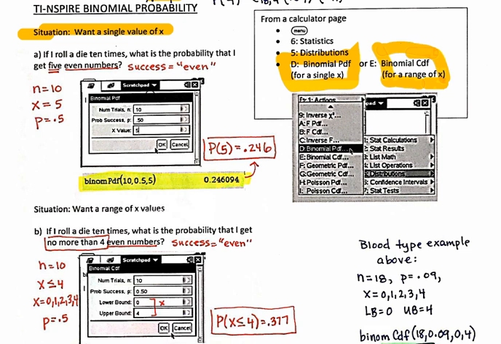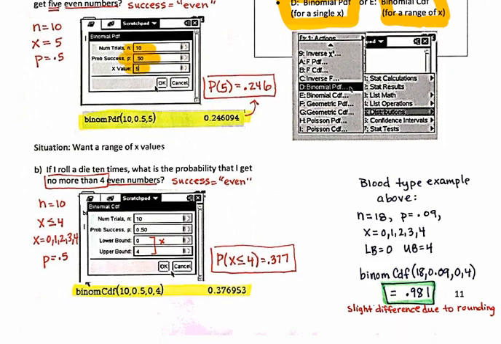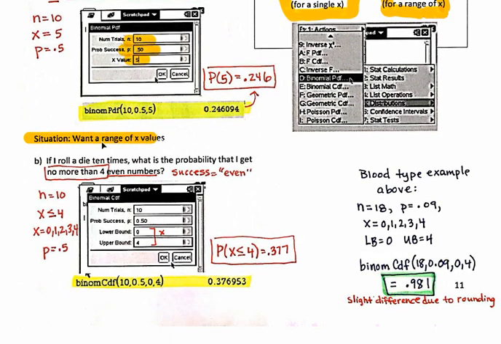Okay, so once you go through these steps, you're going to get a field. It's going to give you the number of trials, the probability of success, and your X value. Once you punch that in, you will get your answer and your percentage. Same thing down here. If I want a range of X values, okay, I'm going to roll the die 10 times. What's the probability that I get no more than 4 even numbers? So a success would be even.